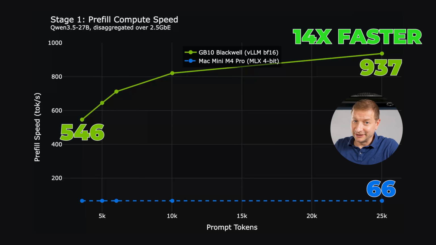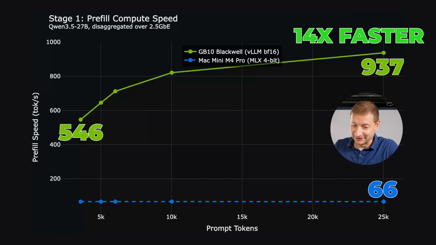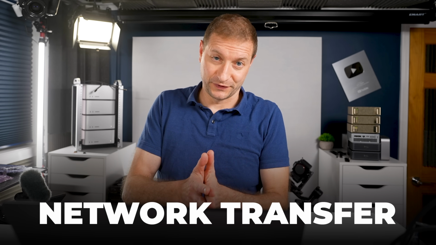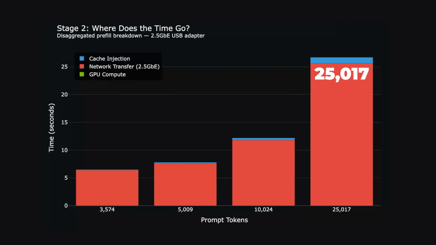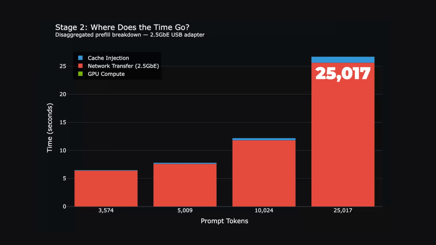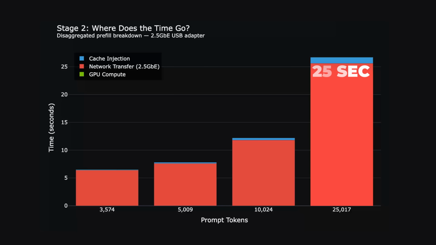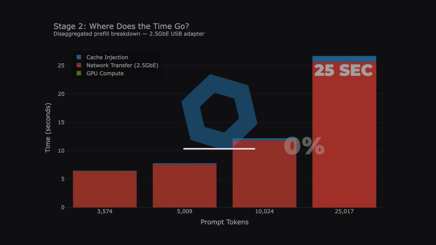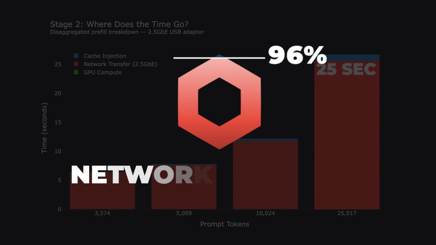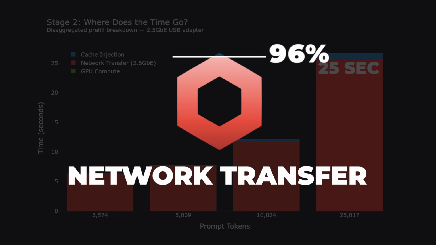But then I looked at the actual end-to-end time and something was off. When I broke down where the time was going, the answer was obvious. Network transfer. You probably could have guessed that, right? At 25,000 tokens, the GB10 computed the KV cache in under a second. But transferring it over my 2.5 gigabit USB Ethernet adapter took 25 seconds. In other words, 96% of the total time was just the network. The GPU was still idling, waiting.